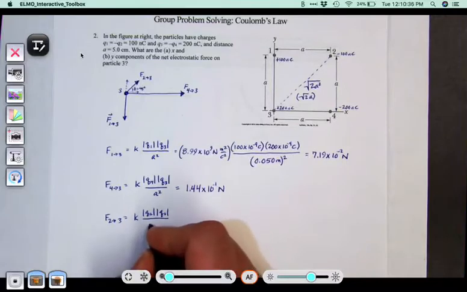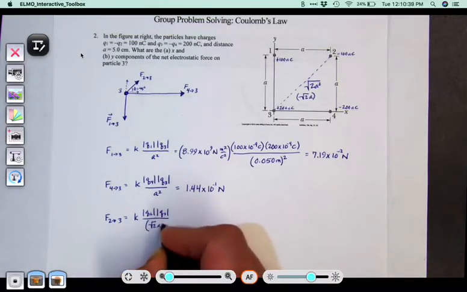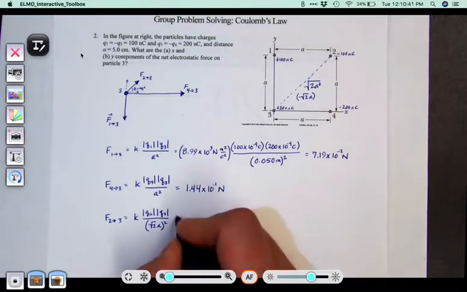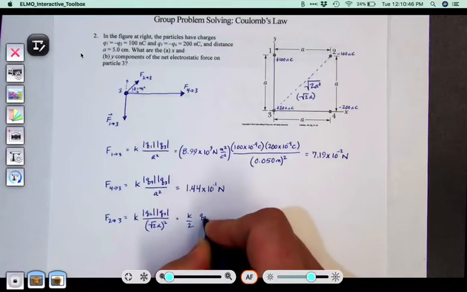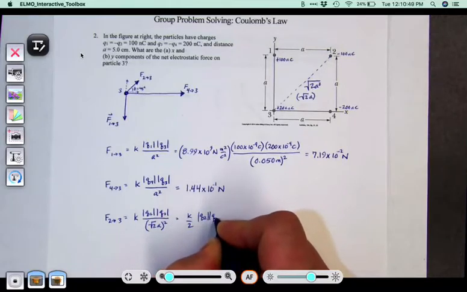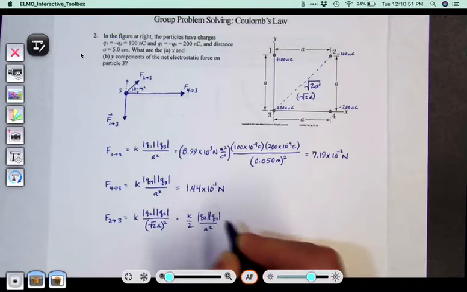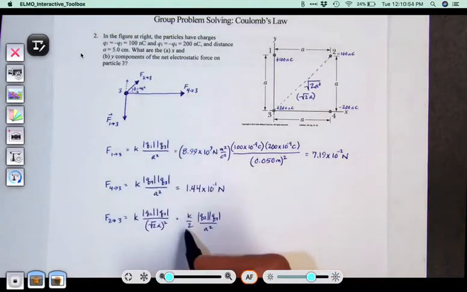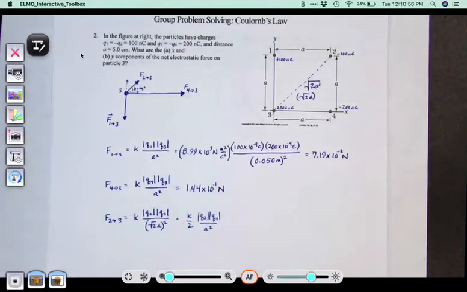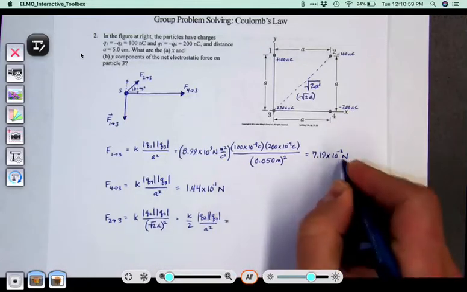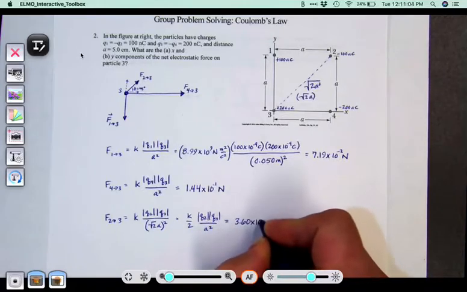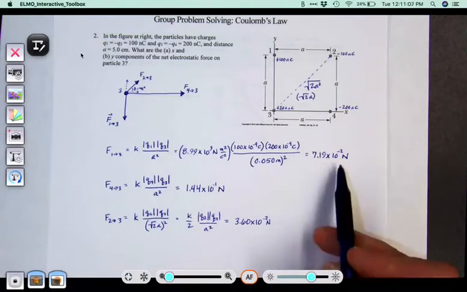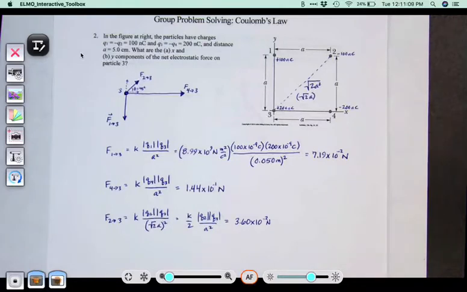But if I plug that in here, square root of 2 times a, and then I square it, I'm going to have k over 2 times q2, q3, a squared. Hey, this is all the same as up here. K is the same. The only difference is it's a half. This force is half as big as the force I calculated up here. So that is 3.6 times 10 to the negative 2 newtons. And now I have the 3 individual forces that make up this situation.